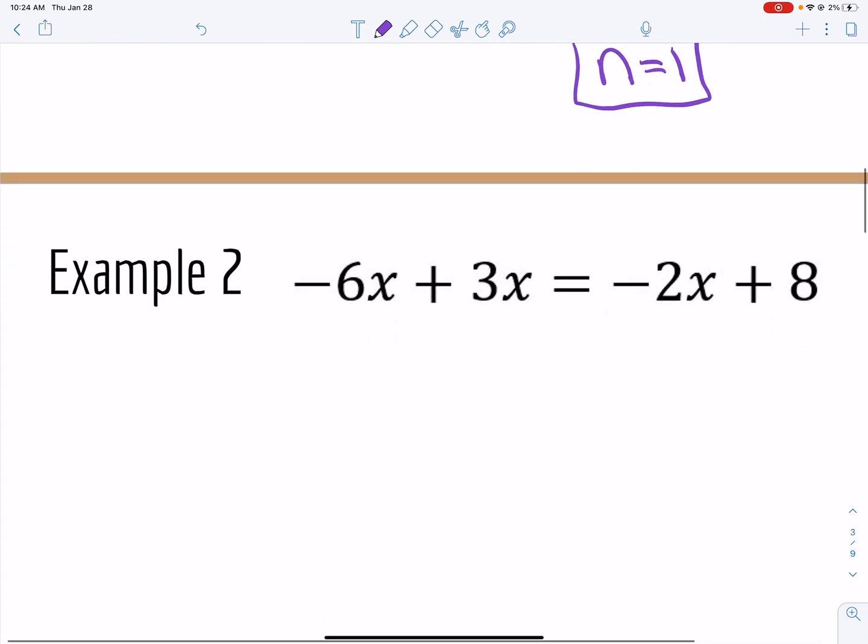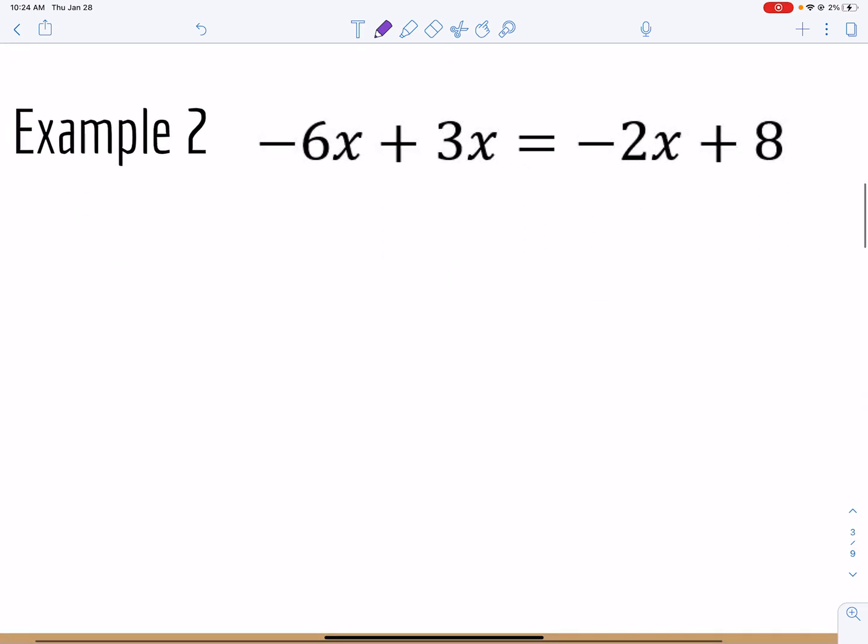Okay, so what I would like you to do right now, this is example 2. I would like you to write this down, and then I want you to pause and work it, and then I will work it and you can watch. So pause.